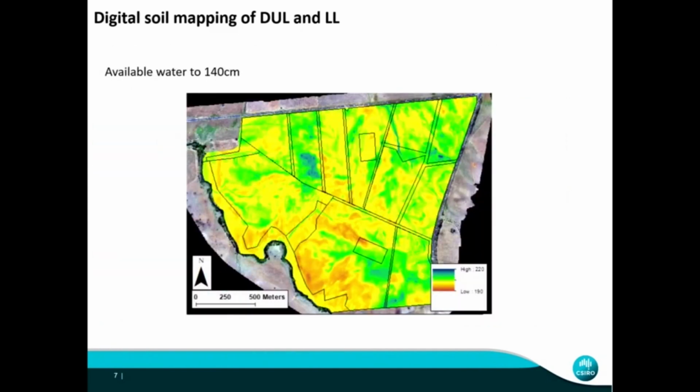Because we've got this three-dimensionally in terms of the drained upper limit and the lower limit, we can work out the bucket size, so how much water is actually in that soil, the available water. This is not necessarily plant available, this is just available. And this is down to 140 centimetres. And this aligns with these general estimates that Mark was showing us before for those sorts of districts. So they're not stupid estimates.